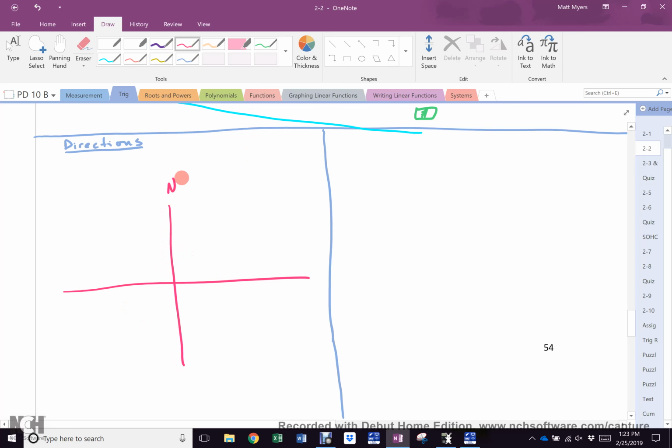North. It's not at the top. We just choose it to be that way. The reason we choose it to be that way is because most of the people that invented this type of directions lived in the northern hemisphere and they wanted to be on the top of the map. That's the only reason. So this is what? East. This is what? And this is what? West.